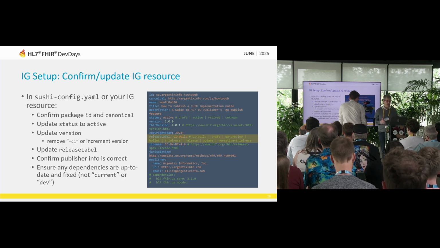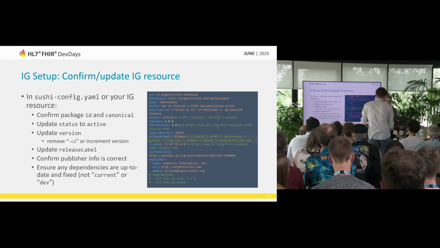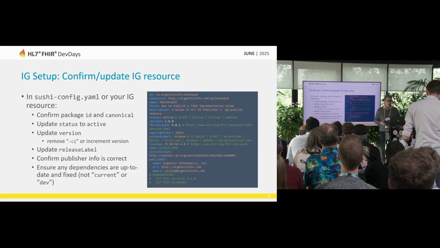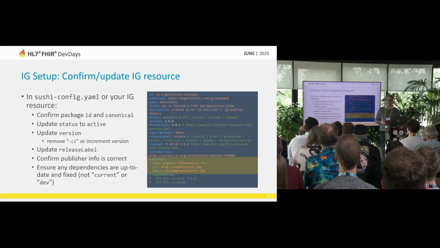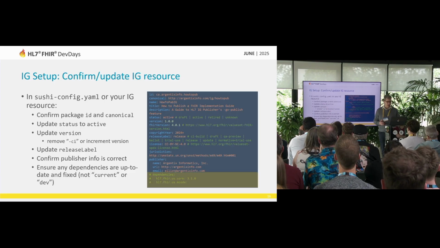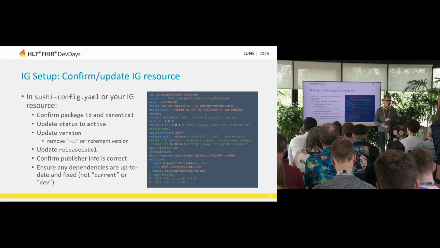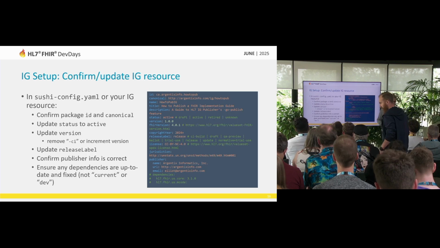Update the release label as appropriate for your publication. For example, change it to release. Review the information for the publisher to make sure it's still correct and current. And finally, if your IG has any dependencies, make sure they are to the correct specific versions of those packages. You don't use dev or current dependencies.